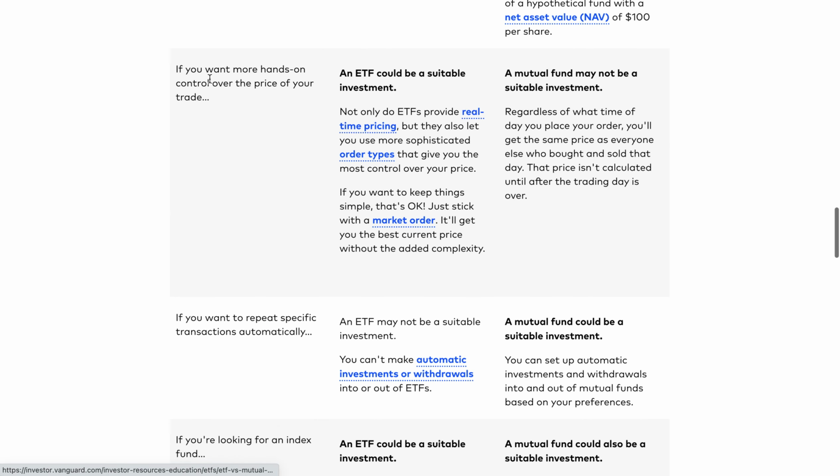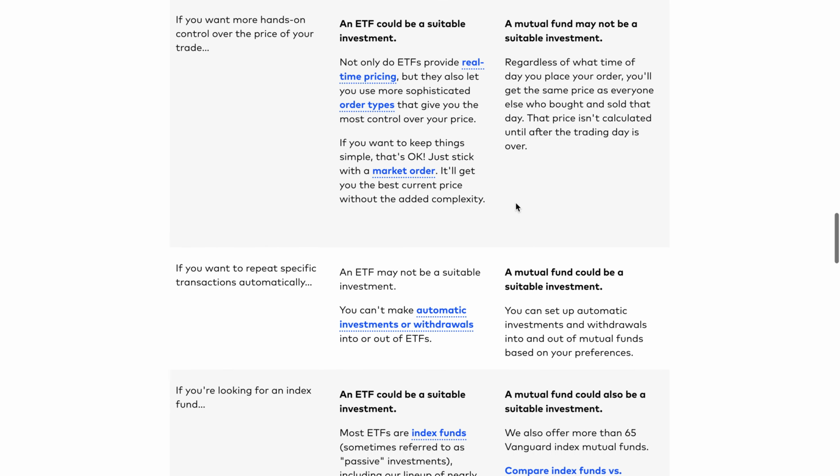If you want more hands-on control over the price of your trade, this is talking about your types of orders, like a market order or a limit order. I'll let you look at that. Most people end up doing market orders if they're investing into ETFs or mutual funds, because the spread or the trade price is usually very similar. So you can just stick with a market order or a limit order, but I'll let you read that on your own time.